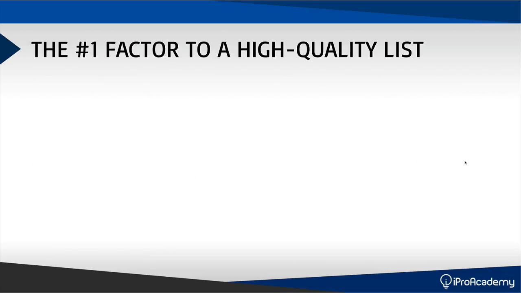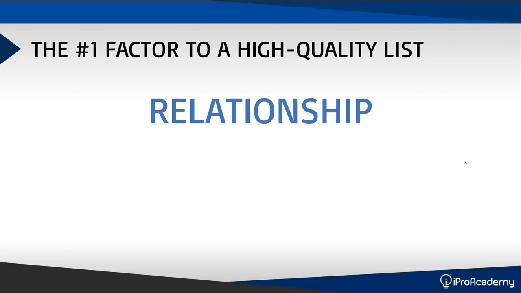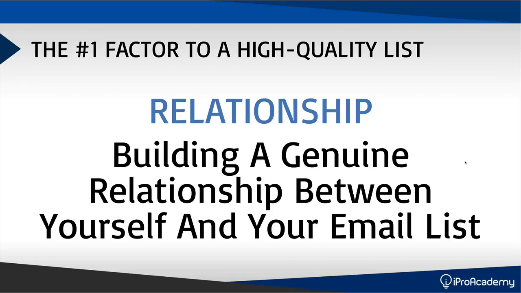Now I'm going to talk about the number one factor to a high quality list, which is relationship. Building a genuine relationship between yourself and your email list is the key to getting a very high responsive email database and also to making the most money. Now, at the end of the day, quantity doesn't surpass quality when it comes to making money. Okay? You can have a small email database and make a lot more money than people that have 5 times, 10 times, or 100 times your database list size. Why?